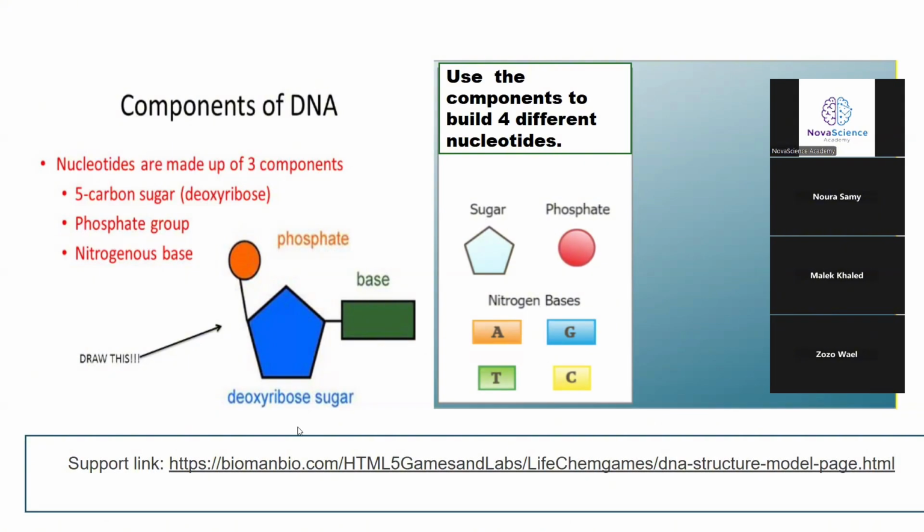Okay, we will use a simulation to build the nucleotide and to build the DNA double strand. To help you to understand the difference, to help you to build the DNA and know how the bonding between the base pairs works, what are the main bonds between them, how they are pairing. This is very important.